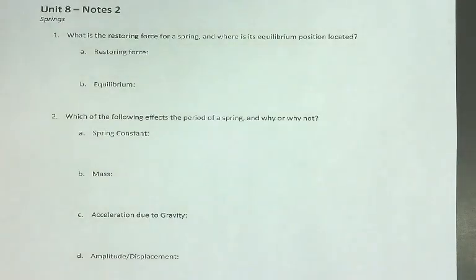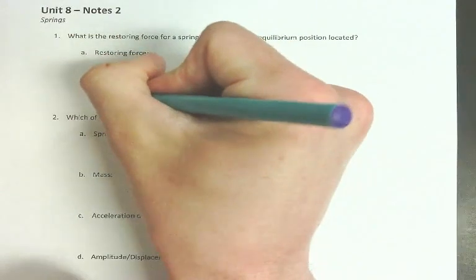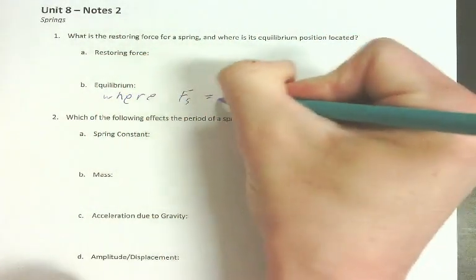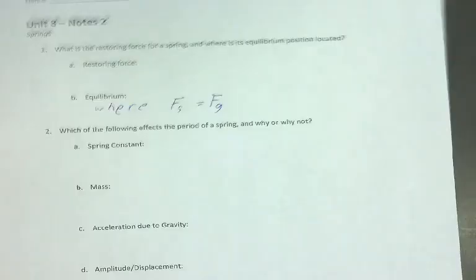Okay, so what is the restoring force of a spring, and where is the equilibrium position located? The equilibrium position, that one's the easiest to start with. Equilibrium is where the force of the spring equals the force of gravity. That's where equilibrium is going to be.